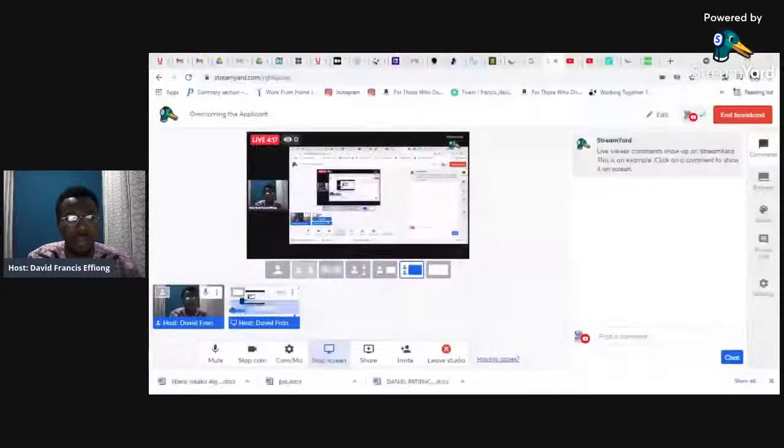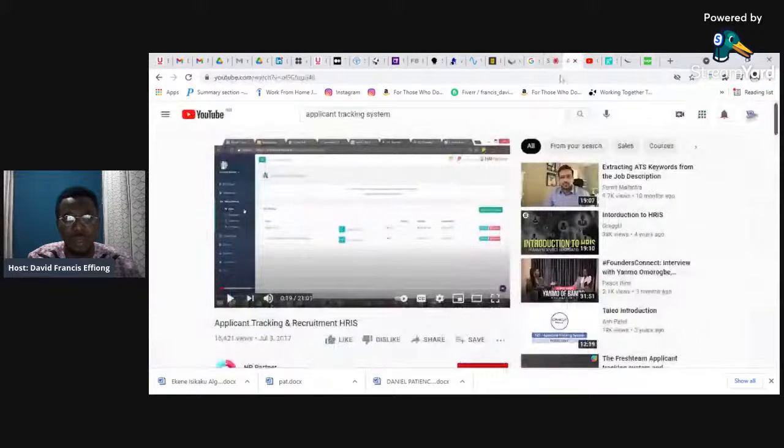Okay, and oh, I just discovered I didn't share the screen. Let me share the screen so that you can see what I'm talking about. I think I should share the entire screen. All right, so this is what I was talking about. This is the interface. This is how it looks, and this software is crazy.